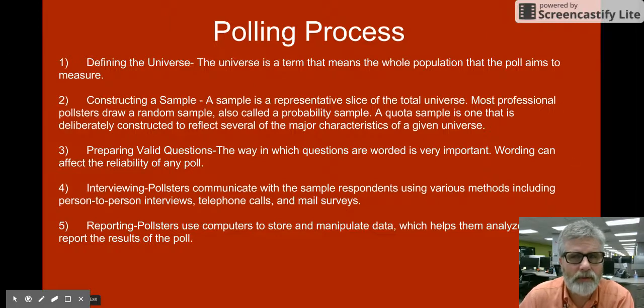So this is the polling process. It's a scientific poll, and there's 5 steps to doing the poll.